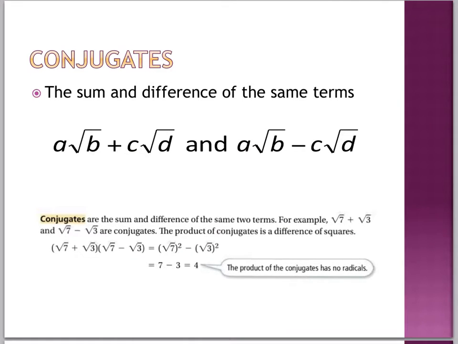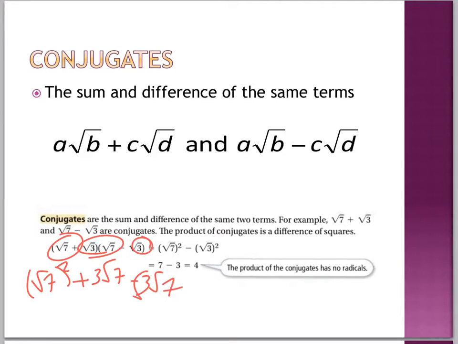The really cool thing about them is that when you multiply them, like foiling, notice I take this one, put it in parentheses, take this one and put it in parentheses. If I FOIL it, and we'll write the whole thing out here for you, that's going to be square root of 7 squared, plus 3 square roots of 7, that's those two multiplied, minus 3 square roots of 7, that's these two multiplied. I'm sorry, square root of 3 and square root of 7. And then at the end, we would end up with minus square root of 3 squared.